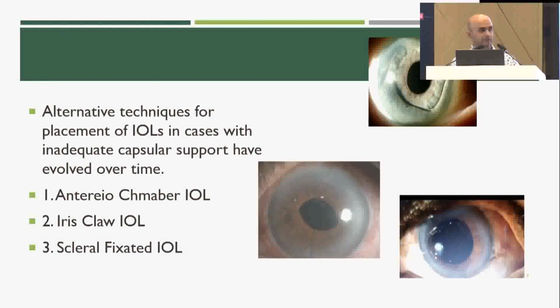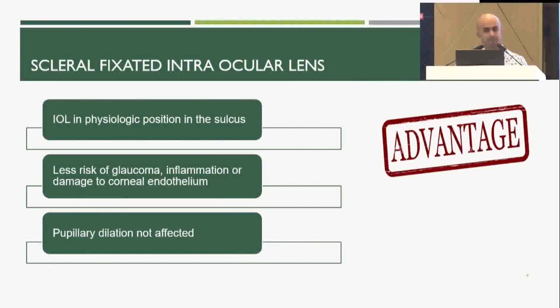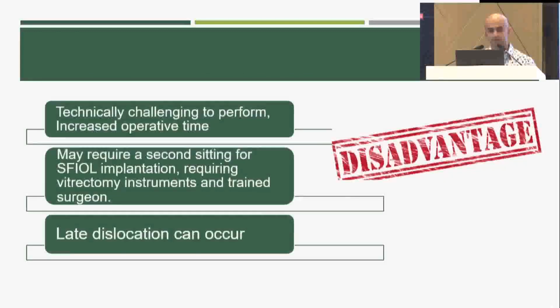However, when we land up in a situation like this, we have various options like anterior chamber IOL, iris claw IOL, scleral fixated IOLs. The reason why scleral fixated IOLs are preferred by many experienced surgeons is, although the learning curve may be a little more, it's more physiological because it lies in the sulcus, with less risk of glaucoma, inflammation, endothelial damage, and pupillary dilatation is not affected.